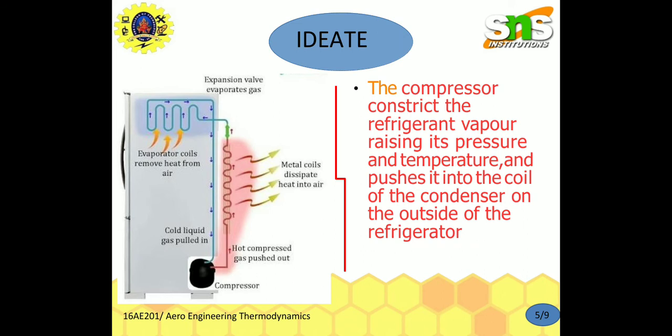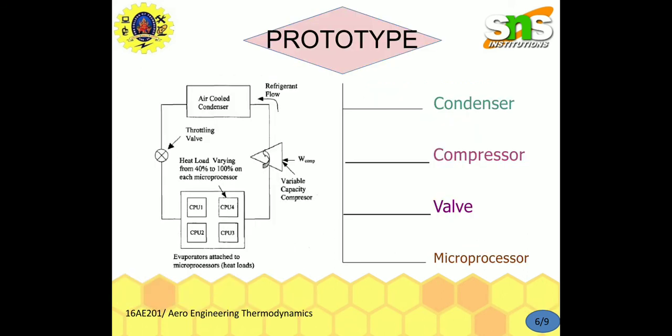In the gas cycle, the refrigeration effect is equal to the product of the specific heat of the gas and the rise in temperature of the gas on the low temperature side. Therefore, for the same cooling load, gas refrigeration cycle machines require a larger mass flow rate, which in turn increases their size. In a prototype, we consider the components arranged in the given block diagram: condenser, compressor, valve and microprocessor.